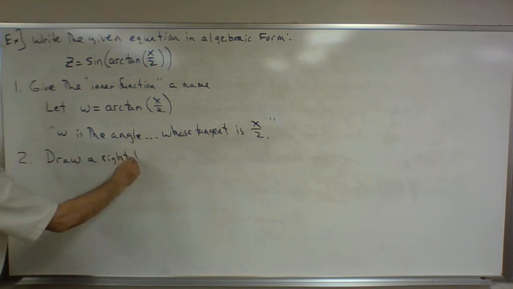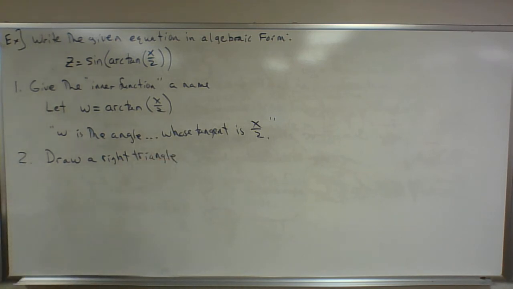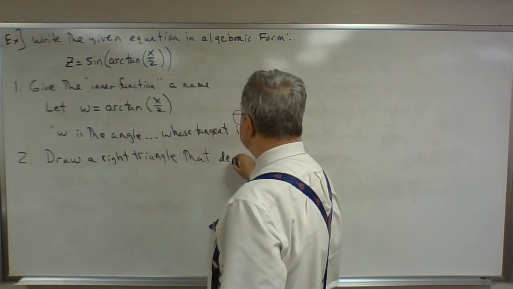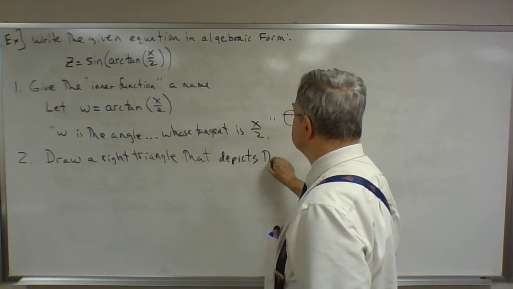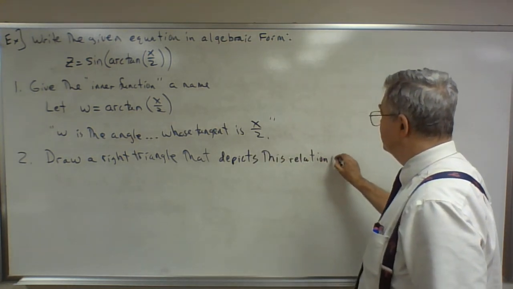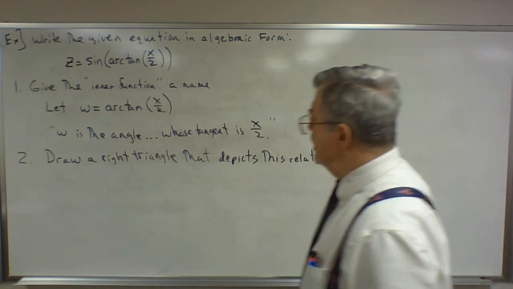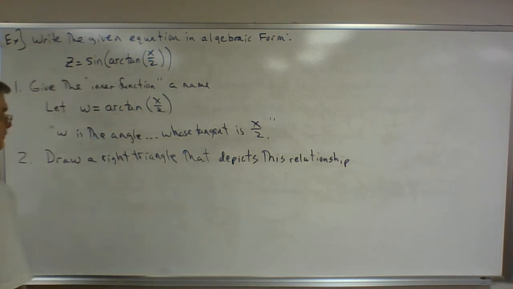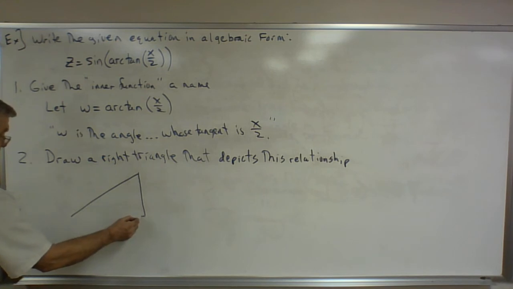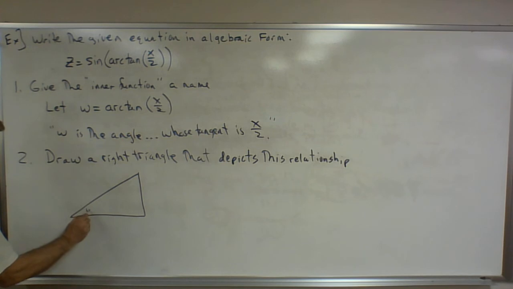Draw a right triangle that depicts this relationship. W is the angle whose tangent is x over 2. Okay, so draw a right triangle. W is the angle. Tell you what, we'll put W right here.